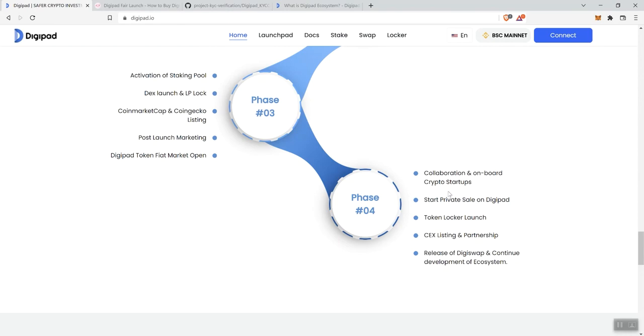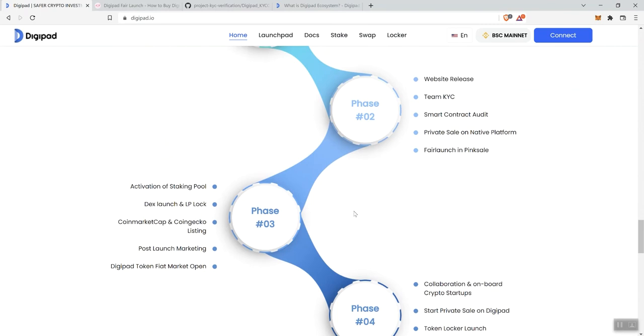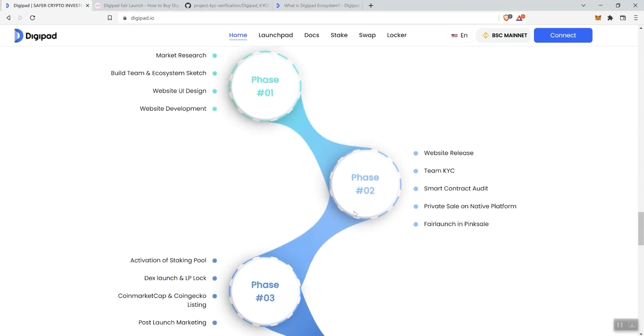And then in the final phase, indicated on the roadmap, we see collaboration and onboarding of crypto startups, start private sale on Digipad, token locker launch, centralized exchange and partnership, and then the release of the DigiSwap, and then continued development of the ecosystem. So at least here, we're seeing that there may be continued development. At least that's what comes across to me here in phase four. But I would like to see them cross off some things that they've already completed, so it's not just simply a list of items on this roadmap.